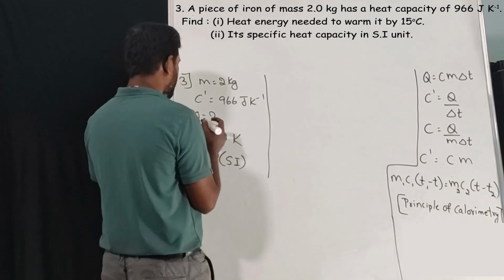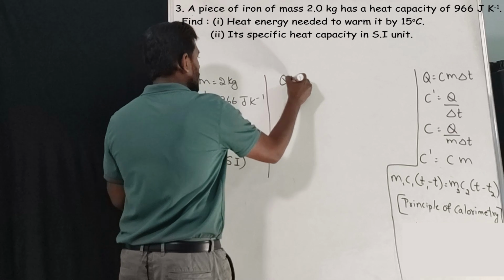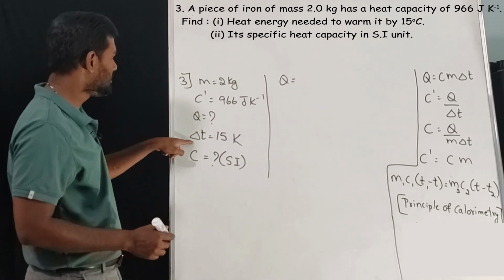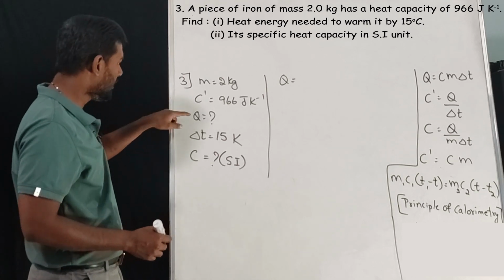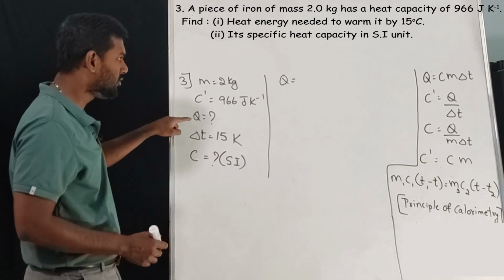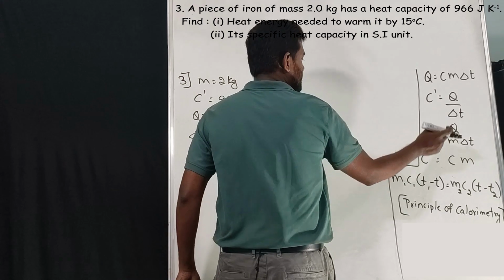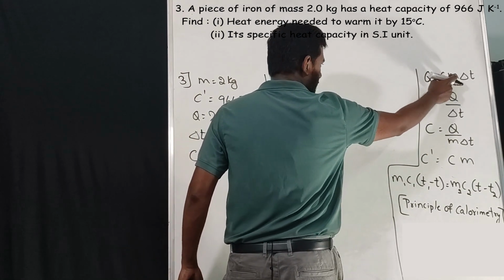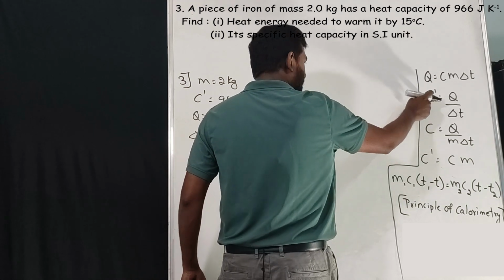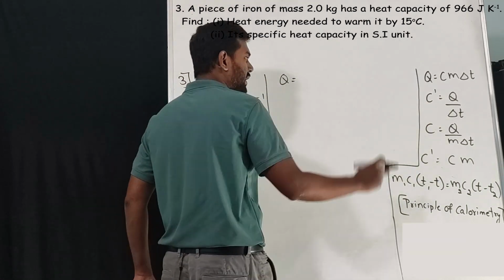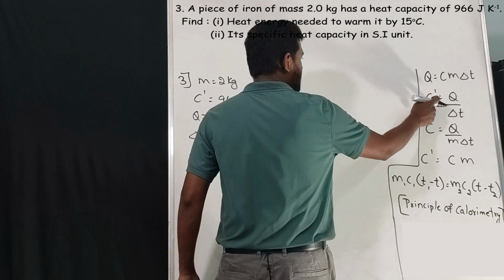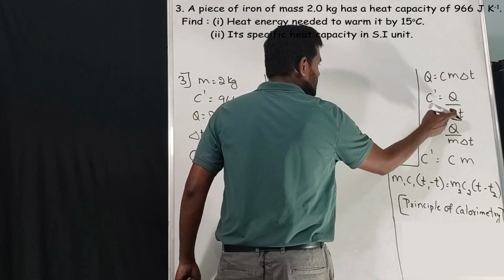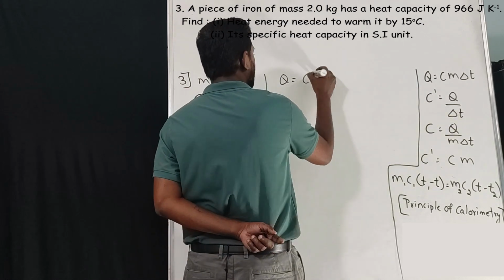Now, first we need to find Q. To find Q, what are the things given? C dash, M and delta T. See, if C dash is given, what is the relation between C dash and Q? See this formula. If they have given the heat capacity, then go for this formula to find Q. See here, C dash is equal to Q by delta T. Now Q is equal to C dash into delta T.